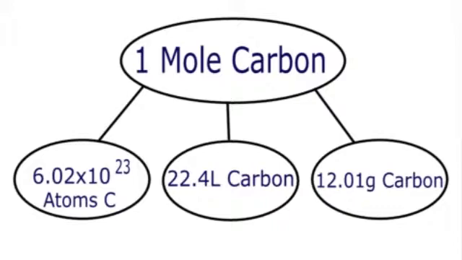1 mole of carbon has 6.02 times 10 to the 23rd atoms. 1 mole of carbon, if it were to exist in the gas form, would occupy 22.4 liters. Where did that number come from? You'll learn about gas laws a little later, so just go with it for now. Also, 1 mole of carbon contains 12.01 grams of carbon. Well, where did that number come from?